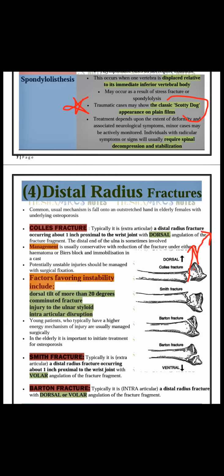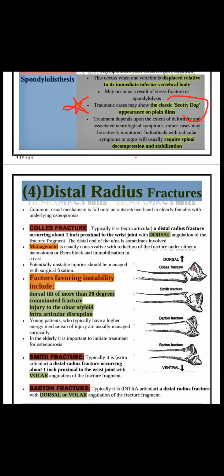So once you are doing a reduction of this Colles fracture, what will you do? I will do volar compression and ulnar deviation to the distal fragment of the distal radius. So what is your management of a Colles fracture? Take care. You have a deformity related to Colles fracture called dinner fork deformity.